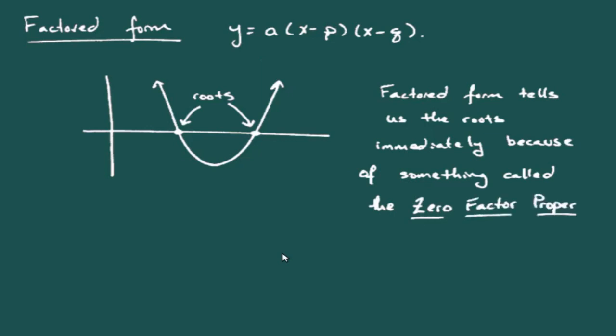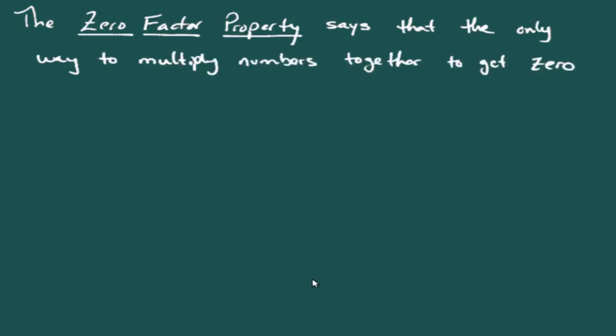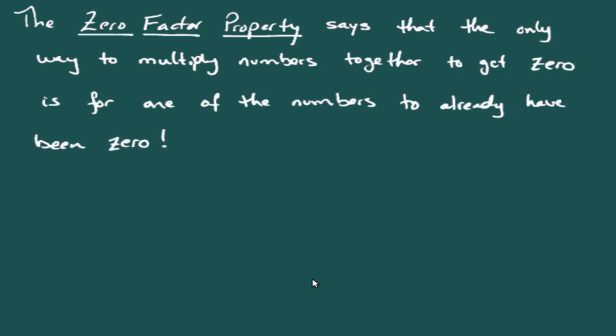So, good question, what exactly is the zero factor property? What does it say? And how do we use it? Well, let's take a look. The zero factor property says that the only way we can multiply two numbers together and have that be zero is for one of the numbers to have been zero to start with. In mathematical symbols, if a times b equals 0, then the only way that can happen is for either a to have been 0 or b to have been 0. That's something we probably could have guessed from our experience with multiplying numbers together. We know that 0 times anything gives us 0, so the only way to get 0 is for one of those numbers to have been 0.